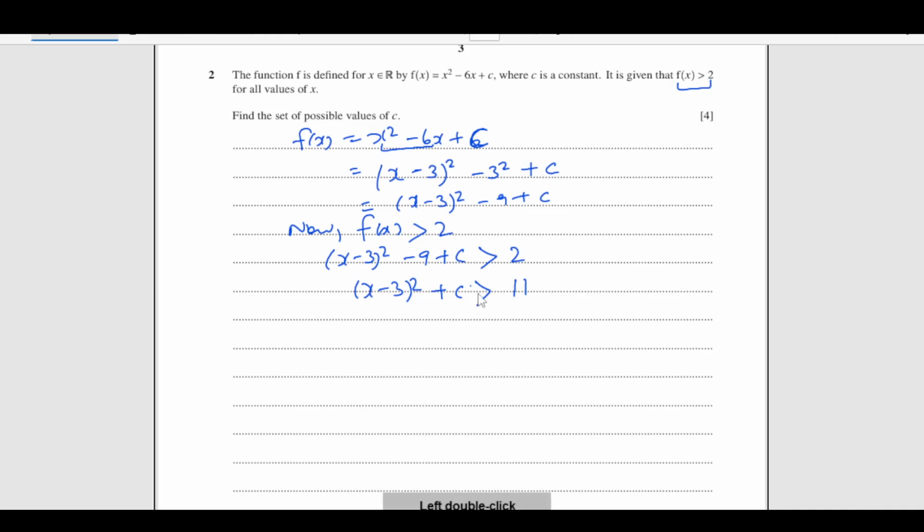Now if you see this one here, this is always greater than or equal to 0, because it's a square of something. So that means what will be the condition on c? c is always going to be greater than 11. So that will be our final answer.